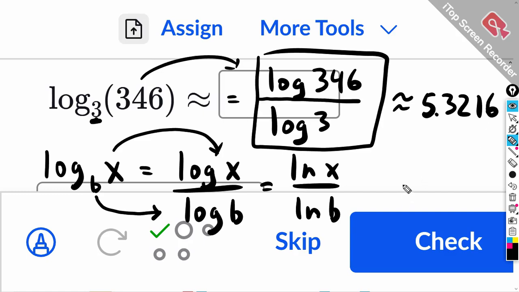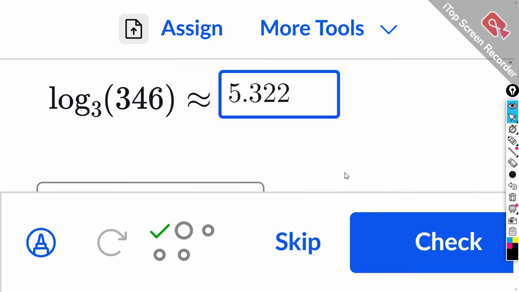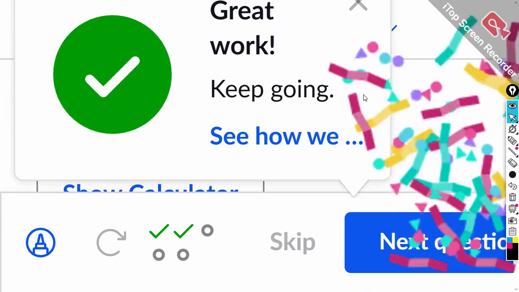They said to round to the nearest thousandth, so you look at the fourth decimal place. If it's 5 or more, you round it up. 5.322. All right, so this was just the change of base rule plus calculator work. 5.322.